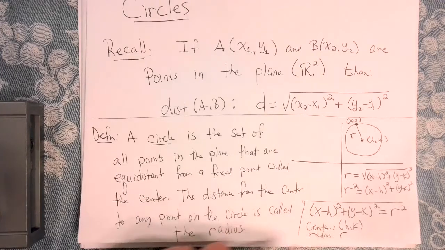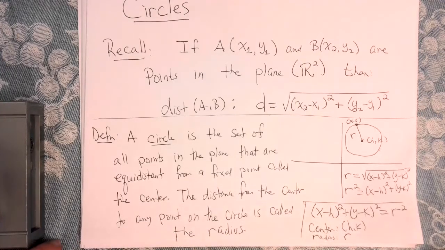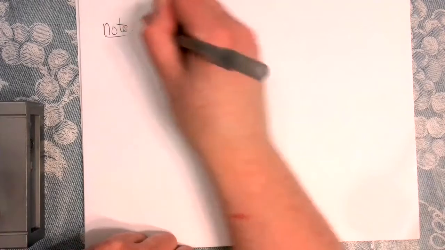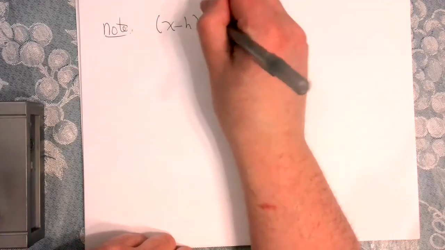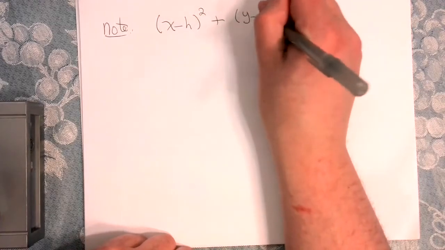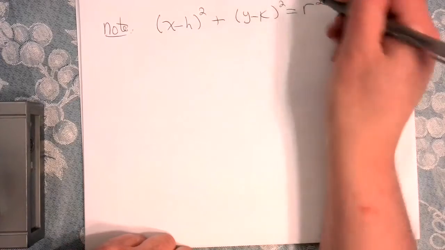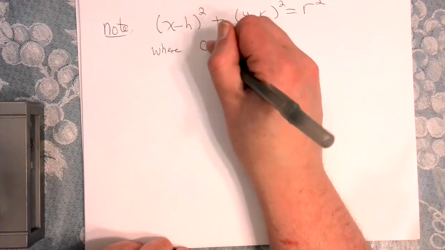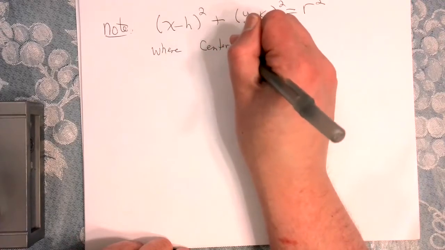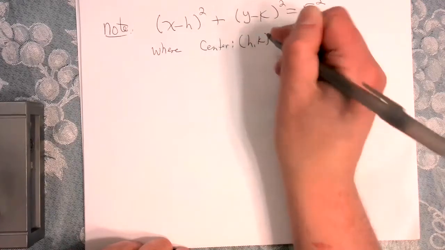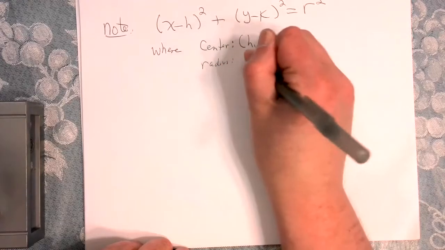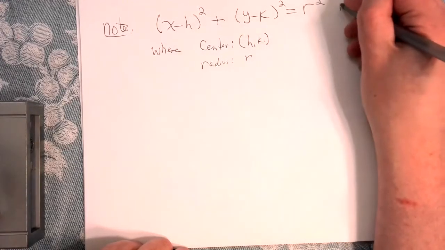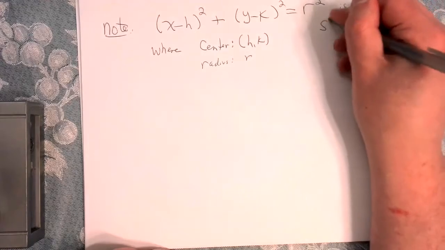This form of a circle is called the standard form. So let's note that (x minus h) quantity squared plus (y minus k) quantity squared equals r squared, where the center is at (h, k) and the radius is r, is the standard form of a circle.